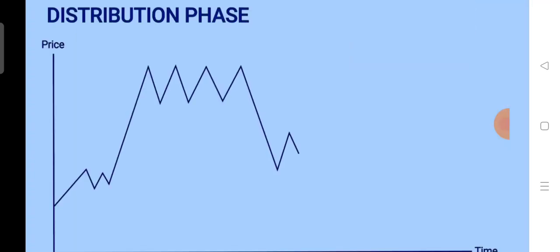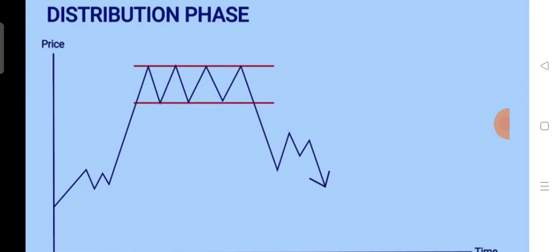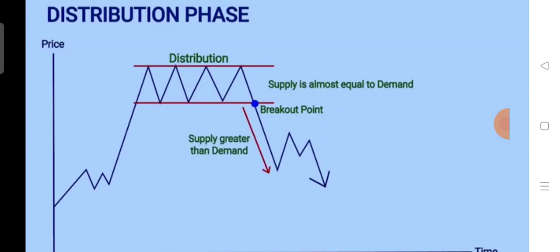Similarly, let us talk about the distribution. After an up move, the price actually consolidates within a small range. Why? Because the buying and the selling pressure is almost equal. And at one point of time, the equilibrium breaks and we find that the price moves downwards. And the market participation phase begins after that. So again, this is a reversal pattern.